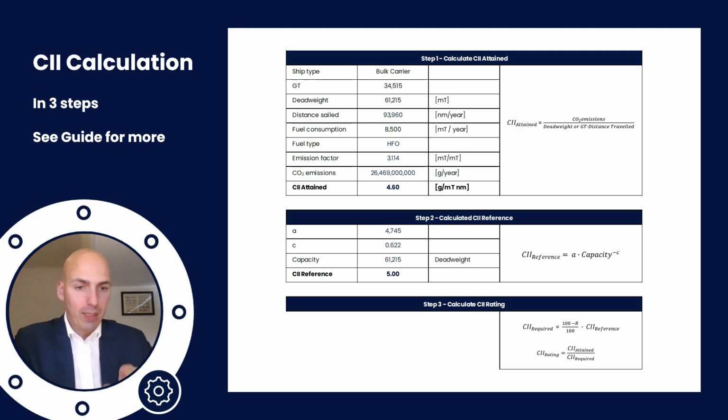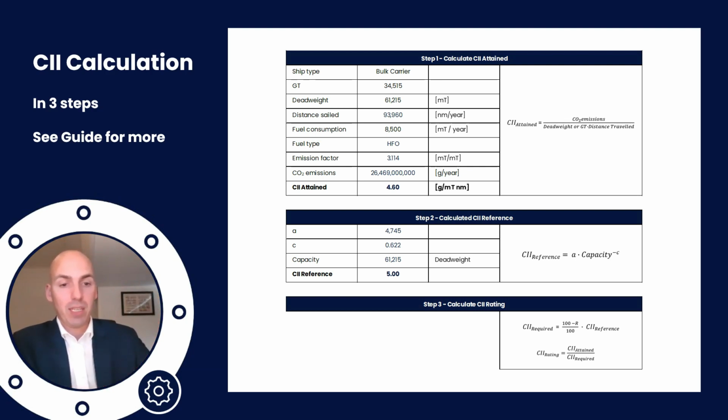That we do by calculating CII required. That is 100 minus the reduction factor divided by 100. And that simply means that the reduction factor each year, as we saw in the beginning, IMO has stated certain decarbonization targets. So the further we get, the more we need to reduce. So in the future, reduction factor will increase, and then your required CII will be lowered.